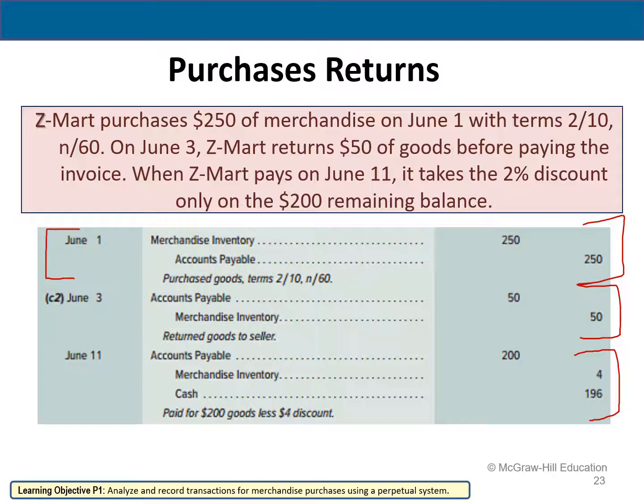Because if we were to look at our T account for inventory, we have the original $250 here, right? And then we have $50 here. And so before they pay the bill, they only have a $200 balance, which is this right here. Okay. And so when they take the 2% discount, 2% of 200 is $4. So we're going to reduce our merchandise inventory by 4. And we're going to pay them $196 in cash. Okay.